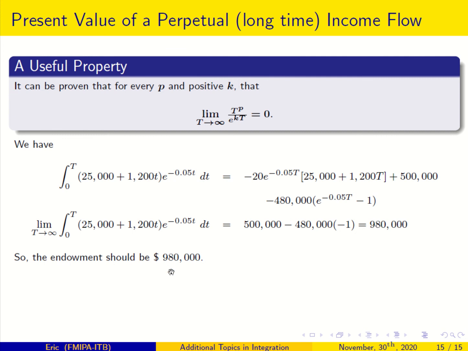Okay, so the endowment should be $980,000. So this is the application of the improper integral.